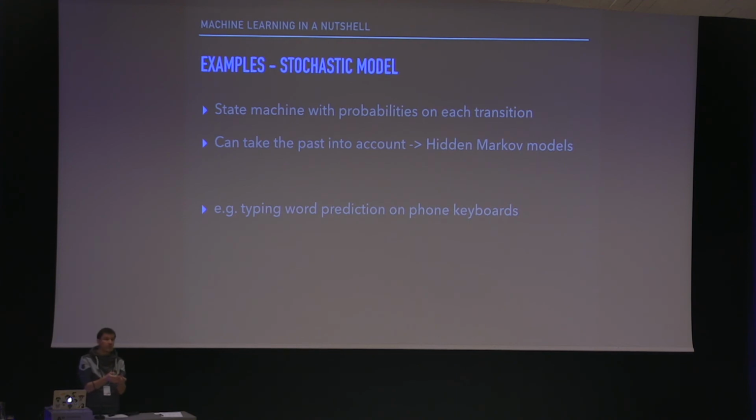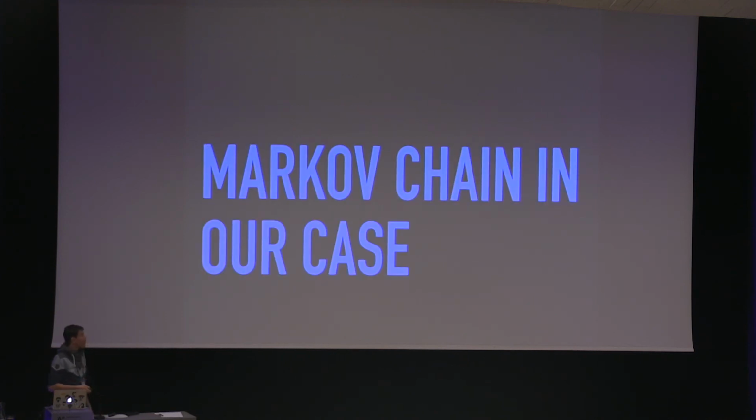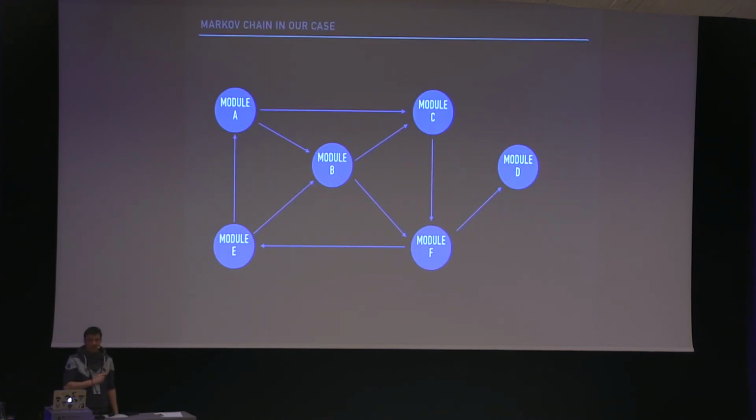If you have a phone and you're doing the autocomplete on your phone, that is hidden Markov models because it determines what word to show you next based on the words you typed before. So, how would a Markov chain look in our use case? You've seen that. That's the simplified small version of a net of transitions from lazy modules to lazy modules.